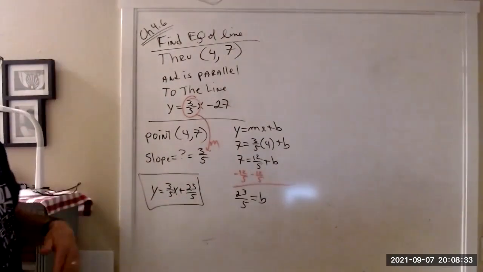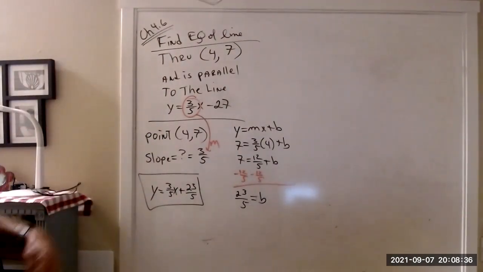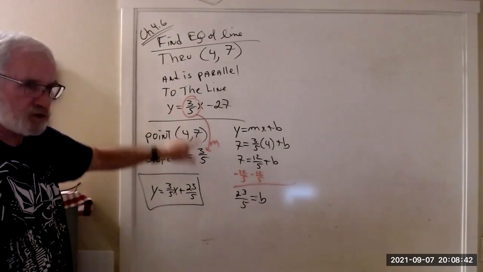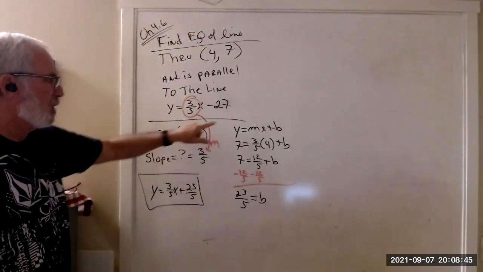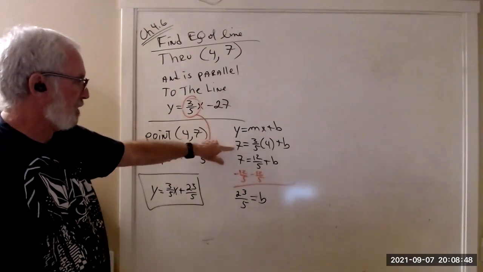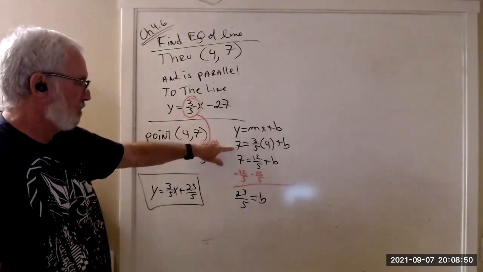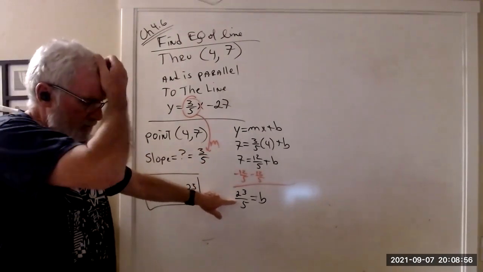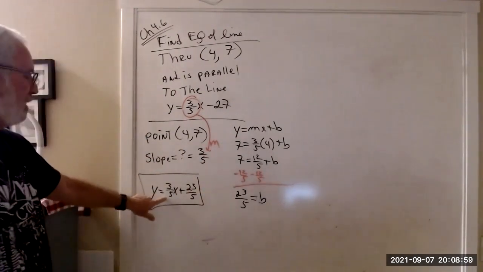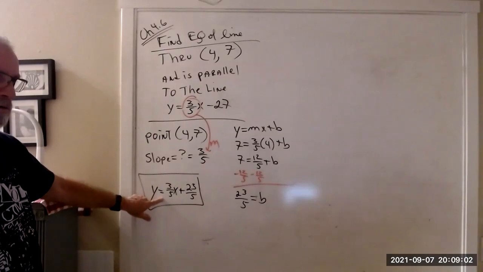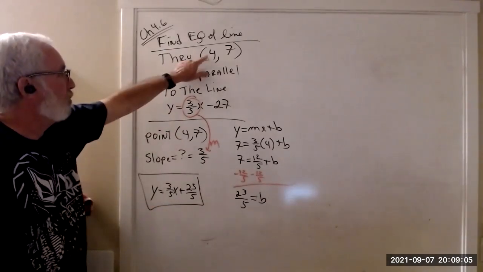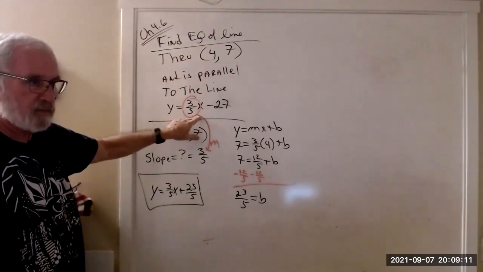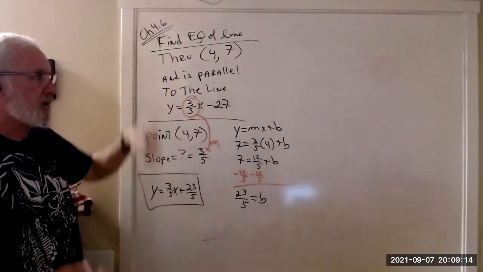While the recorder was off, I went and did this. We figured out that the slope was 3/5 because parallel lines have the same slope. I wrote my formula, plugged in the point and the slope, and solved for b. I got b is 23/5, and I checked it on my calculator. And so there's my equation. This equation goes through this point and is going to be parallel to this line. And I'm done with that problem.